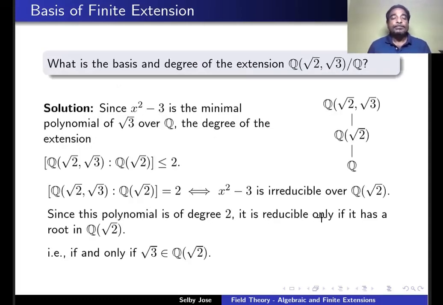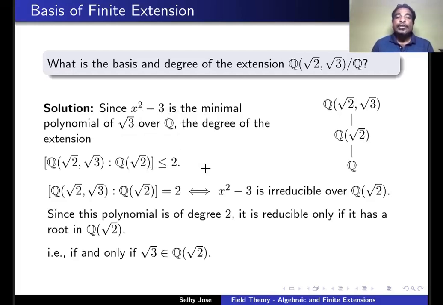Let us see one example. What is the basis and the degree of the extension Q(root 2, root 3) over Q? Consider the tower of extensions Q(root 2, root 3) over Q(root 2) over Q. So note that the field Q(root 2, root 3) is the same as Q(root 2)(root 3). Therefore, the degree of the extension Q(root 2, root 3) over Q(root 2) is the same as the degree of the minimal polynomial of root 3 over Q(root 2). But note that x squared minus 3 is a minimal polynomial of root 3 over Q.